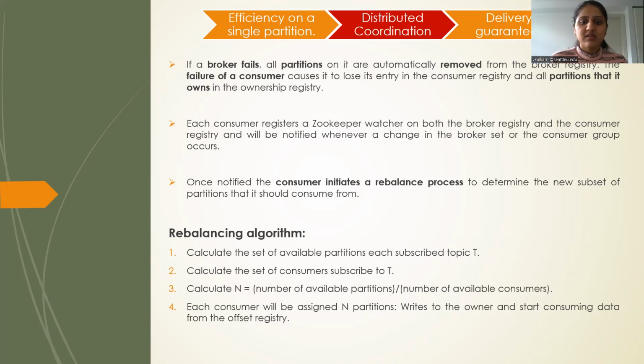The rebalance algorithm is as follows. First, the available partitions are calculated, then the number of live consumers is calculated, and then n is calculated, which is the number of available partitions divided by the number of available consumers, and then these n partitions are divided among the available consumers.